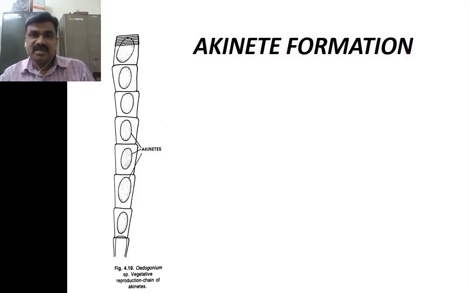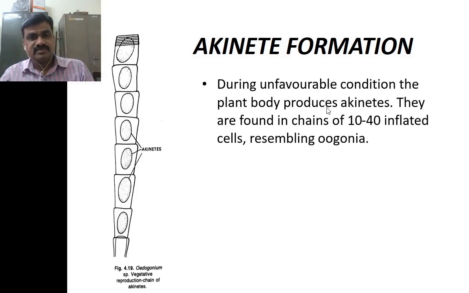The first one is akinete formation. Akinetes are resting spores that form during unfavorable conditions. Look at this diagram. This is the Oedogonium filament that consists of a chain of akinetes, which are rounded or oval-shaped cells. We will discuss the formation of akinetes. During unfavorable conditions, the plant body produces akinetes, and that is why they are also called resting spores.